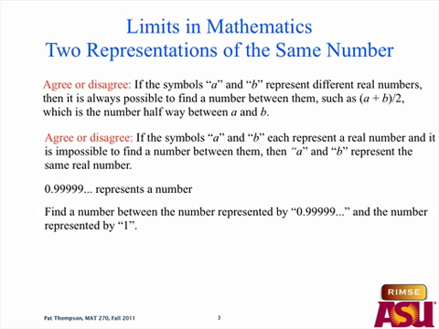So find a number between that number and 1. She says there's not one. Josh wants to give it a try.